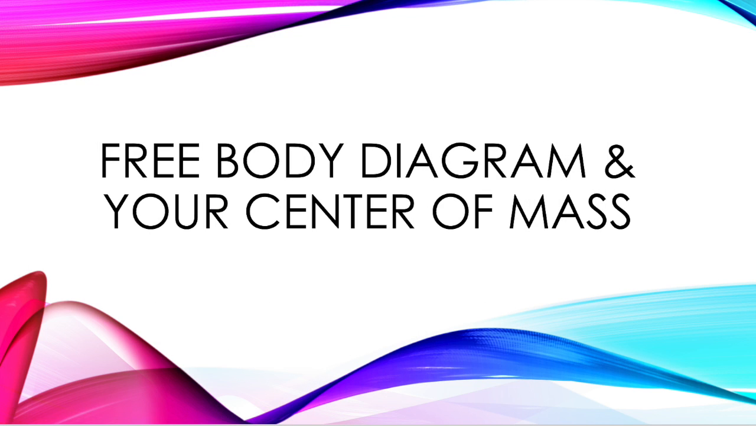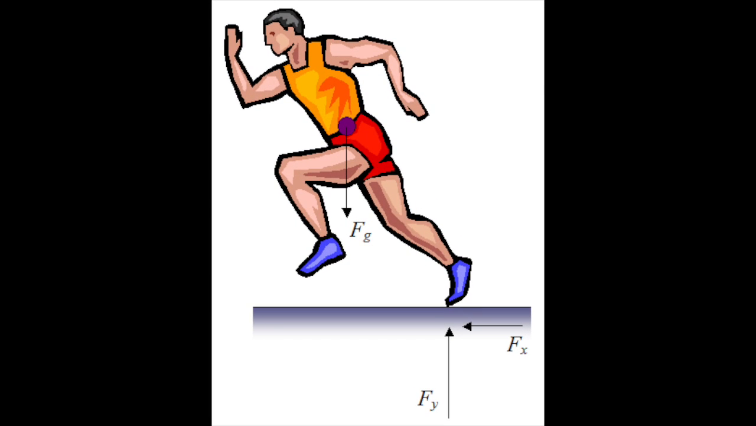Let's start off by talking about free body diagrams and your center of mass. Here, F of x represents a horizontal force due to contact between the runner's foot and the ground, known as the propulsion force. F of y represents the vertical force due to contact between the runner's foot and the ground, otherwise known as the normal force. And F of g represents the force of gravity.